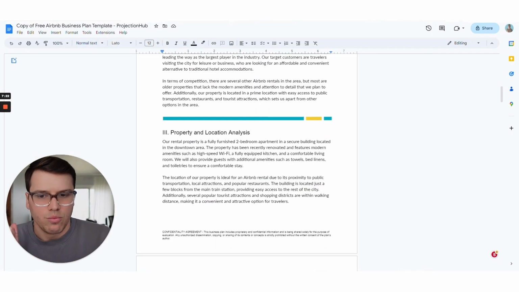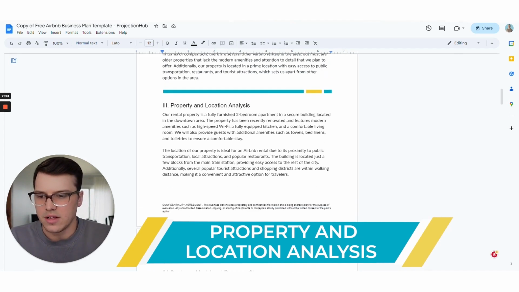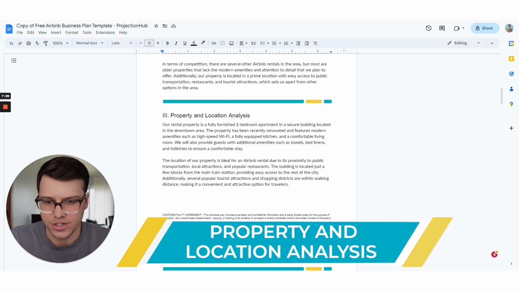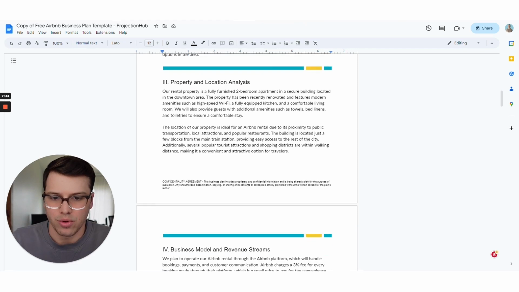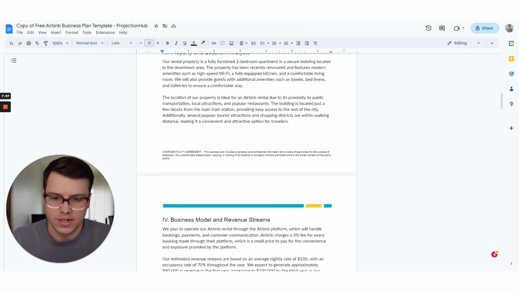Key point number 1. We just talked a little bit about the property and the location analysis. That's kind of one and the same, more just an elaboration. You're going to talk about what's close by. What does your property have? How many bedrooms is it going to have? Because there's something to be said for a lot of people getting Airbnbs because they have more people staying in one place. So the bigger it is, typically the more attractive it is. So you're going to go into those details a little bit more. Attractions close by, we already discussed that a little bit.